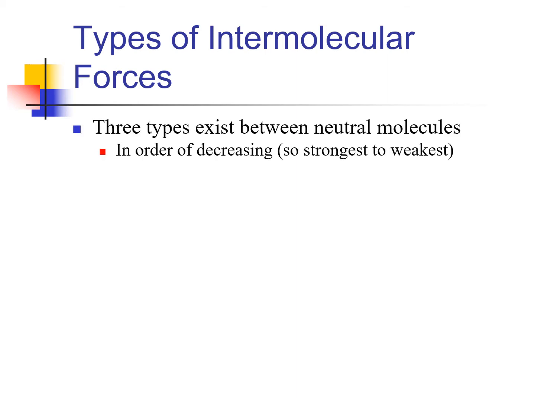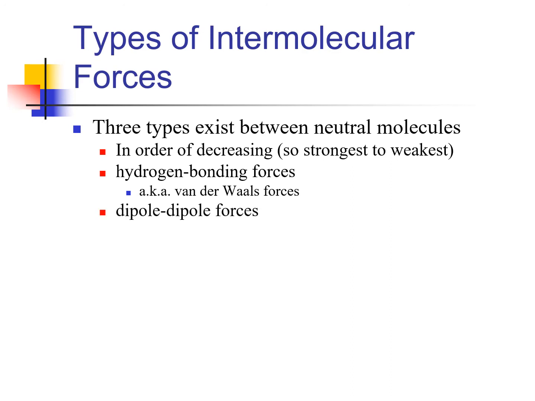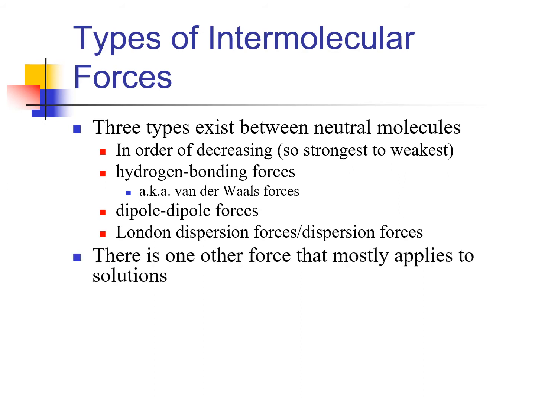Now, there are three main types of intermolecular forces and one side category. In order of decreasing strength, from the strongest to the weakest, we're going to talk about each of these independently: hydrogen bonding, dipole-dipole, and London dispersion, or just dispersion forces. Again, there's one other that's kind of a side one, which is ion-dipole force.